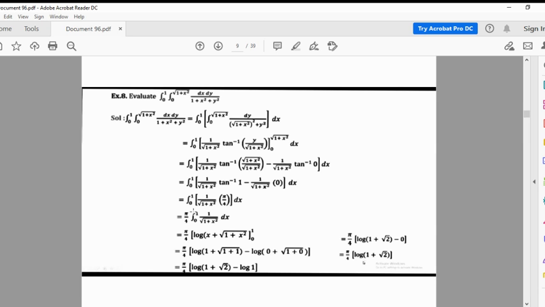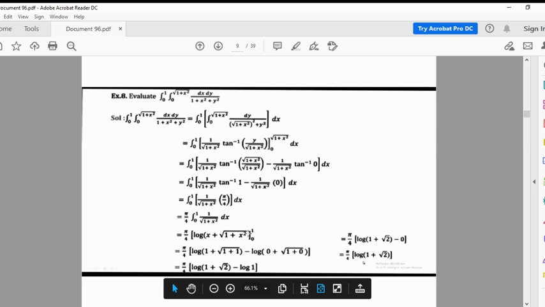So pi by 4 we can take outside. Integration varies from 0 to 1, 1 upon under root of 1 plus x square dx. Now here again we can use the formula: the integral of 1 upon under root of 1 plus x square is log of x plus under root of 1 plus x square, limit varies from 0 to 1. This is a direct formula.